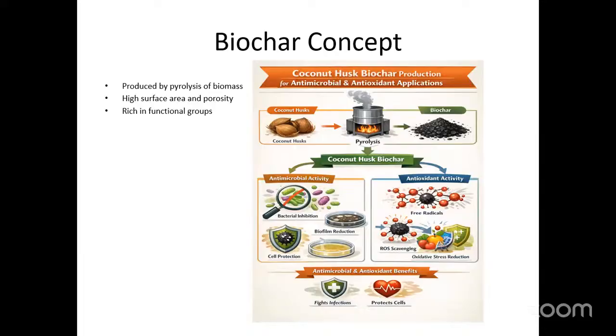Biochar is produced by the pyrolysis of coconut husk at, let's say, elevated temperature. Here we considered 450 degrees Celsius. And then after that, we modified the biochar, and then we look at its antimicrobial and antioxidant effects.